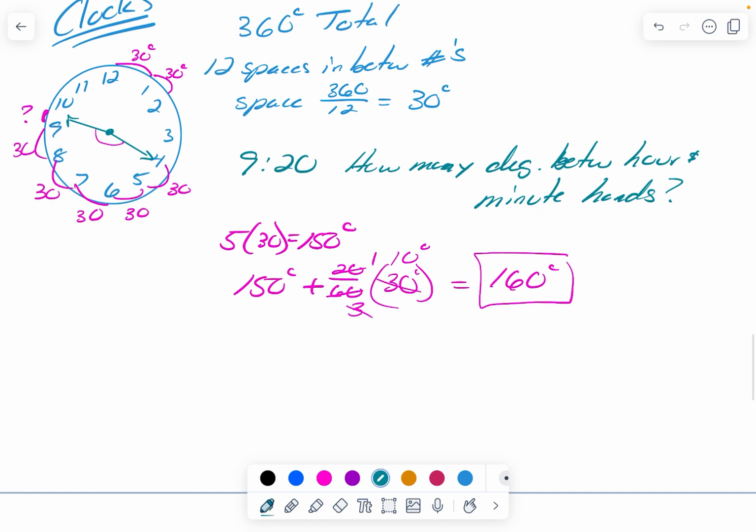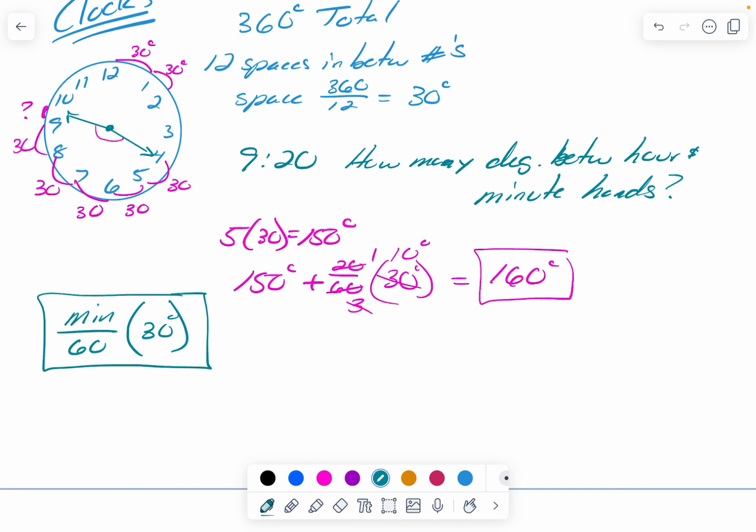So for reference, it's going to be how many minutes out of the 60 minutes, times 30, right? If it's 30 degrees in between the numbers, how many minutes have passed out of 60? That's how far it will have traveled.